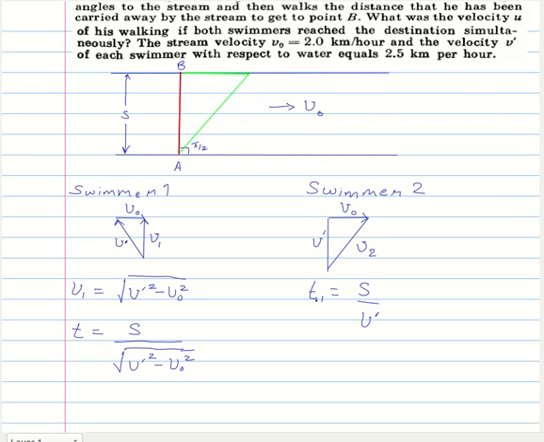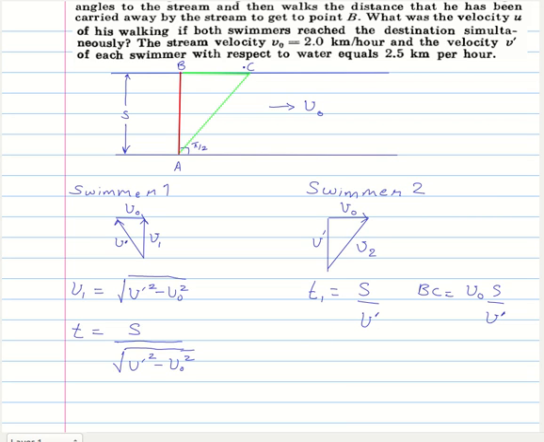In the same time t1, what is the distance? Let us say this point is called C. What is the distance BC in the same time? We know the horizontal velocity is v naught. So distance BC is equal to v naught times t1, which is v naught s by v dash.